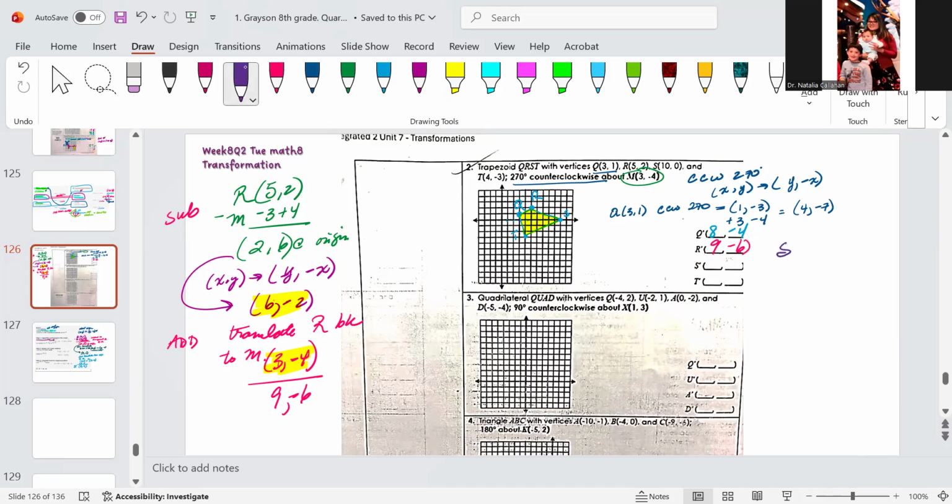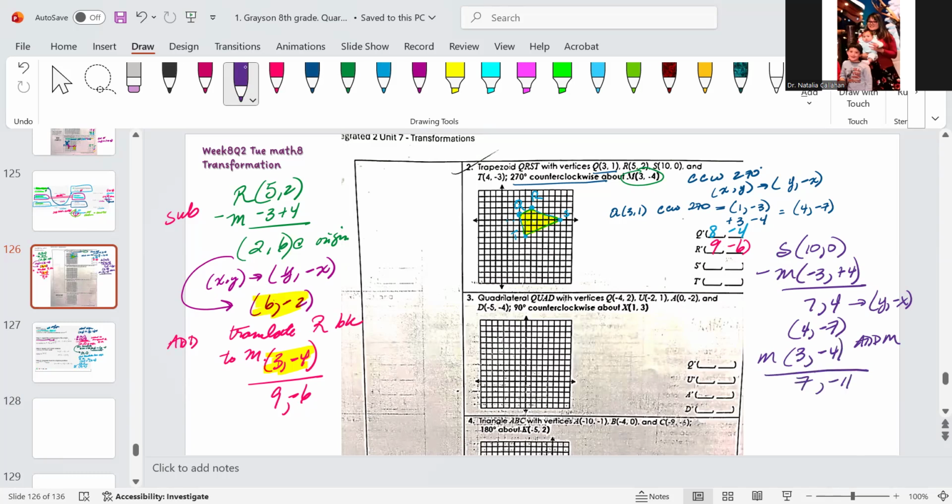Next, let's try S, okay? S was at 10, 0, right? Subtract M, and what is M? M was 3, negative 4, so the opposite, negative 3, positive 4, correct? Which is 7 and 4, correct? Now, we're going to do that y, negative x, right? So that becomes 4, negative 7, right? Now you're going to add M, and M was 3, negative 4, so 7, negative 11. Does that make sense?